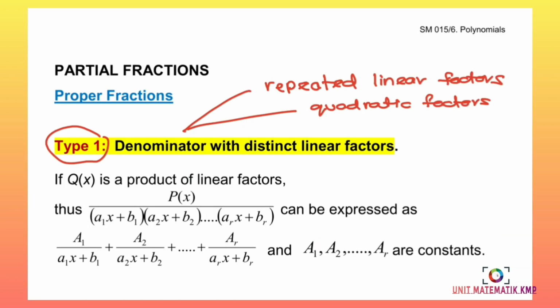Okay, we move to the last part, partial fractions. Let's look. The first one is proper fractions. For proper fractions, actually we have three types of denominator. The first type is denominator with distinct linear factors. The second type is denominator with repeated linear factors. And the third type is denominator with quadratic factors.